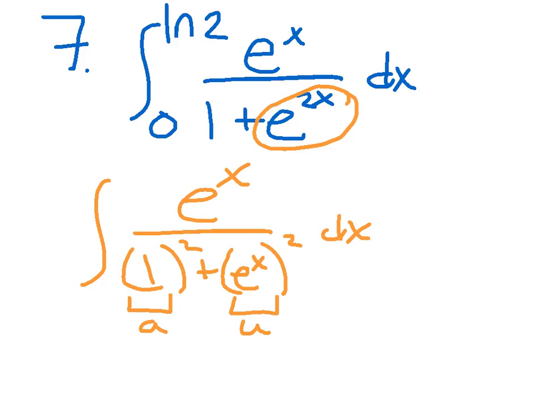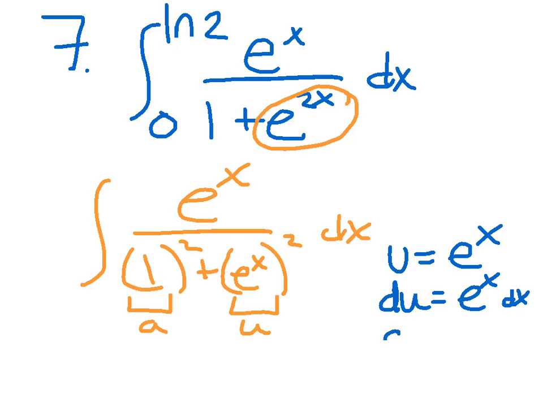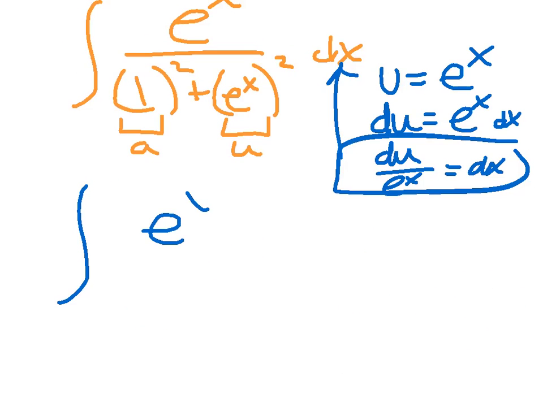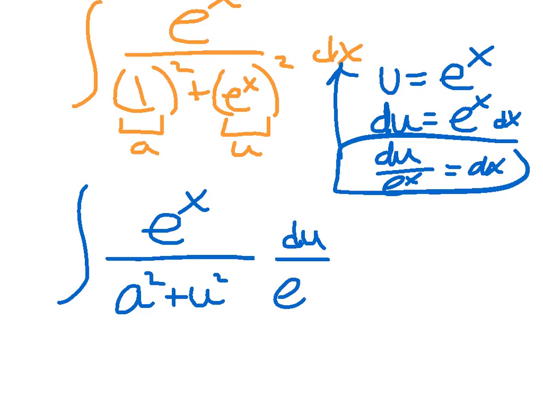So now that I know my a and my u, I need to do a simple u sub. u is equal to e to the x. du then is also equal to e to the x dx. And I've got my du over e to the x. That is what I will substitute in here. So I've got my e to the x over a squared plus u squared, and this is my du over e to the x. Those cancel.